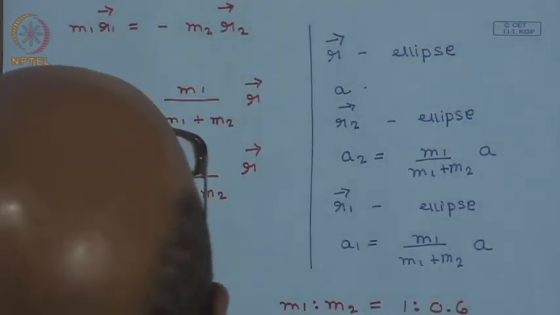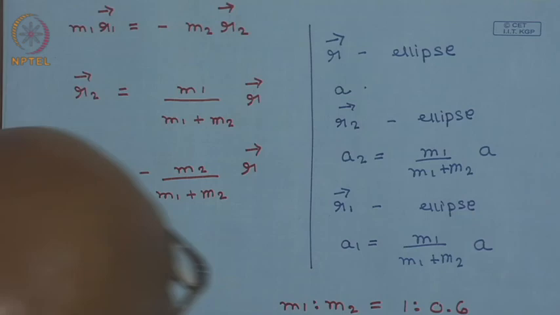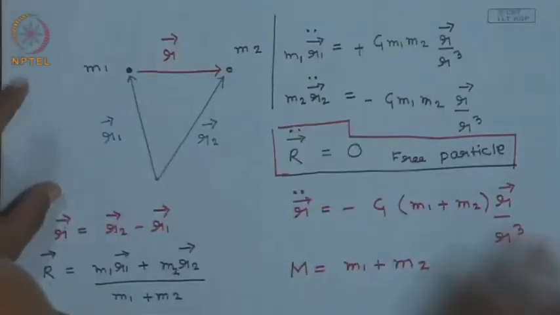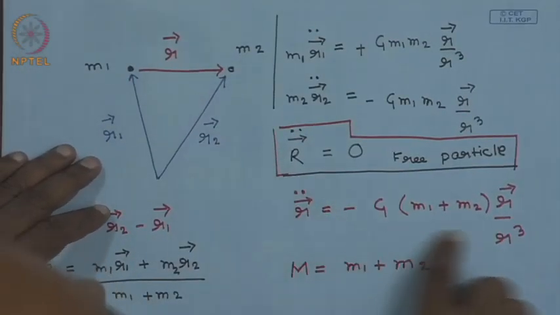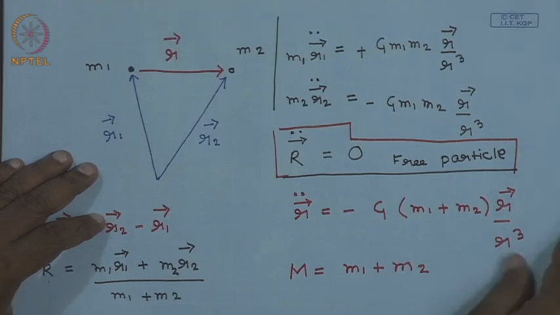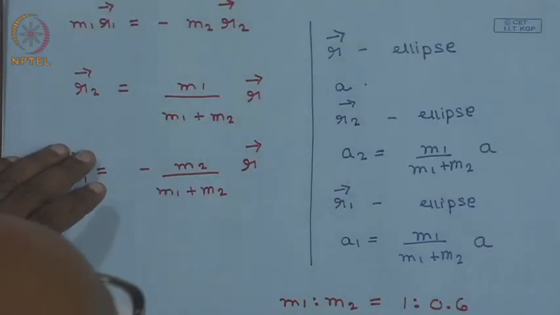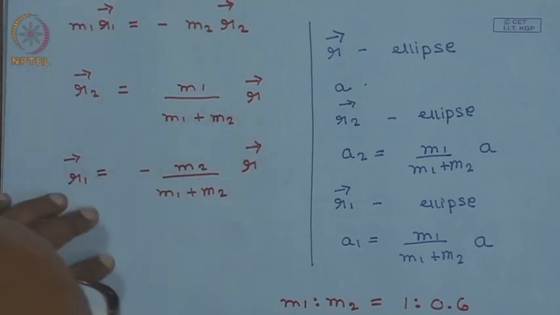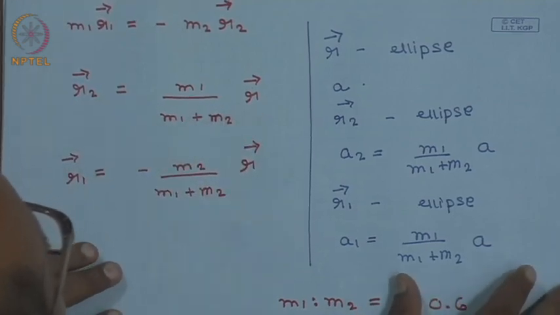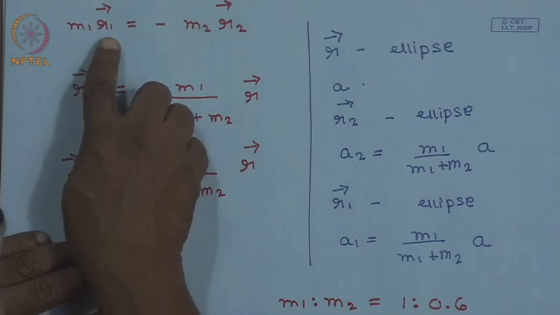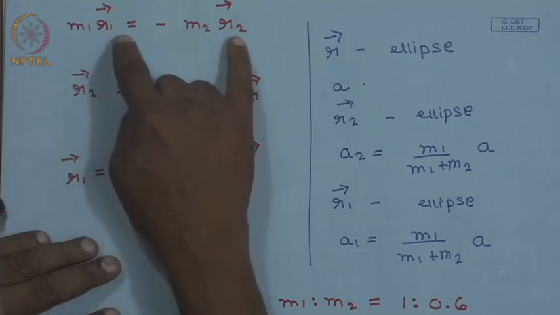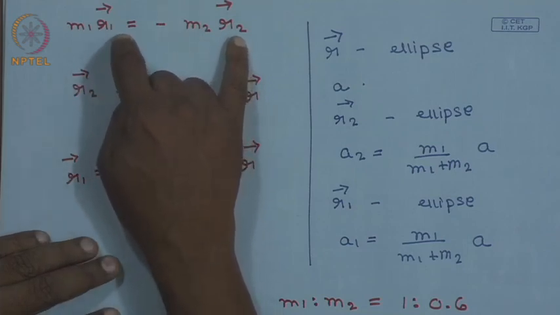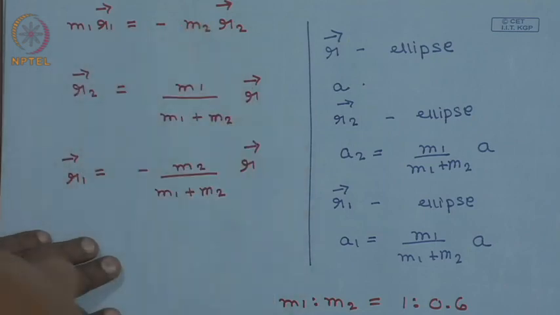So, the displacement vector between these two particles traces out an ellipse, which follows Kepler's laws, and each of the particles also traces out ellipses and follows Kepler's laws. The ratio of the radii is inversely proportional to the masses.